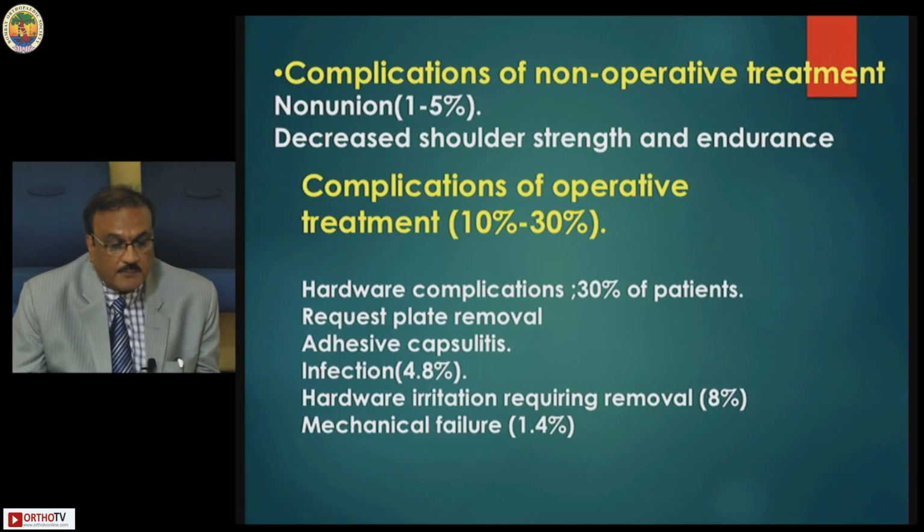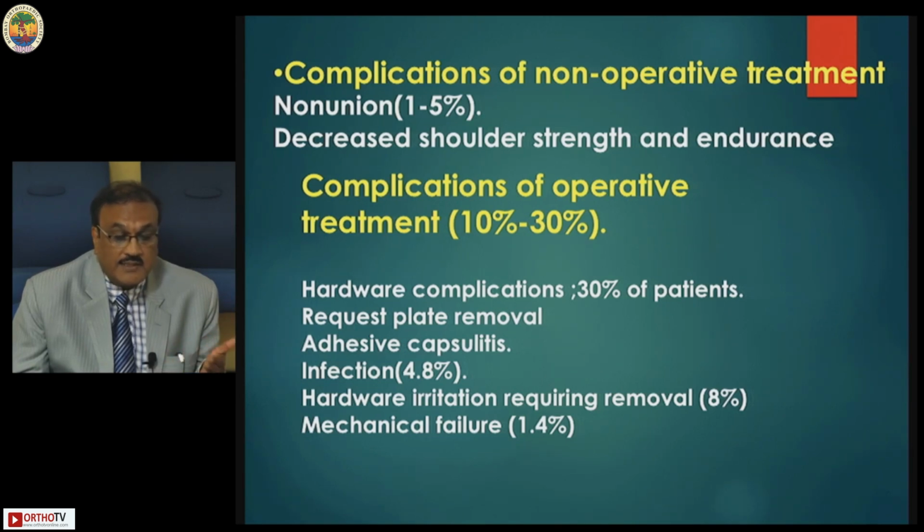So complications of non-operative treatment: non-union is 1 to 5%, along with decreased shoulder strength and endurance, whereas complications of operative treatment are supposed to be 10 to 30%. And there are various complications: hardware complication, plate removal, adhesive capsulitis, infection, and so many other things. Because the X-ray looks good, but functionally the patient, if the surgery is not done properly, then there are so many complications.